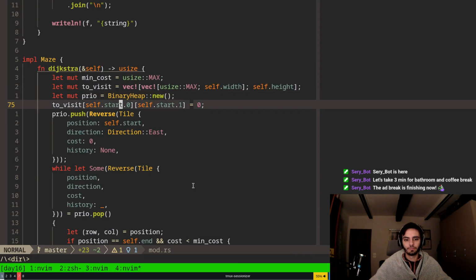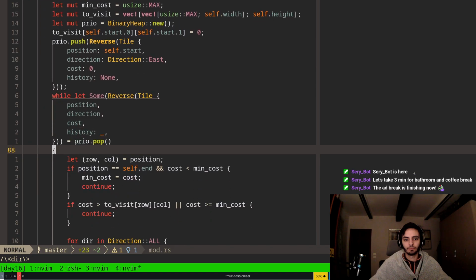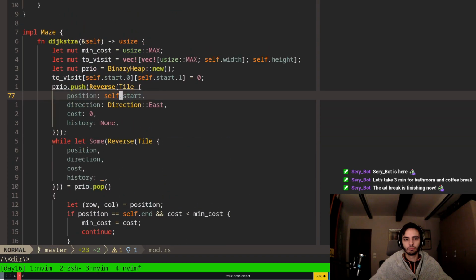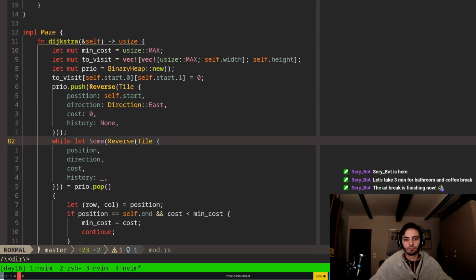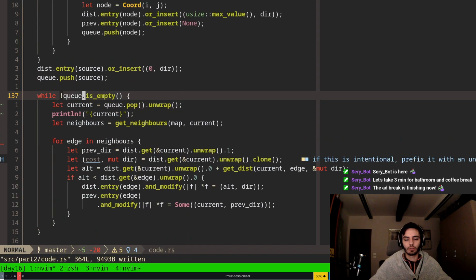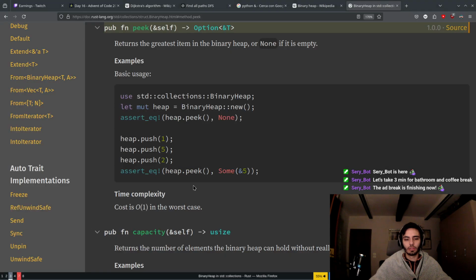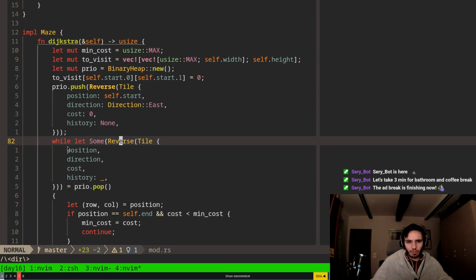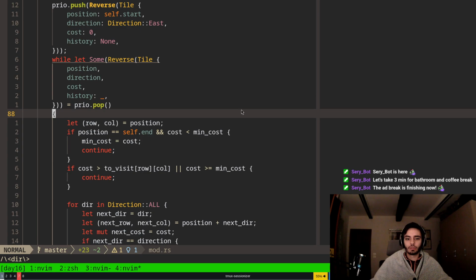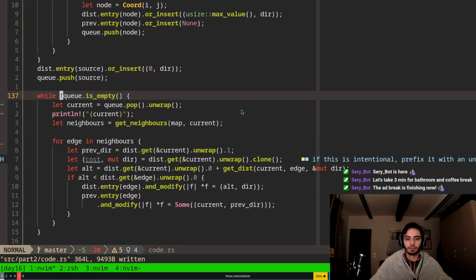Hold up a second. Okay, looks like this is not a correct one. So that would be basically my due to the while let some prio.pop and then you do stuff like that. Interesting.